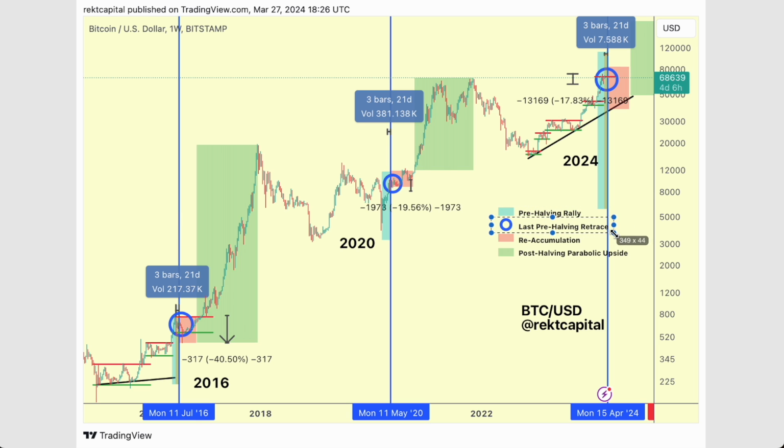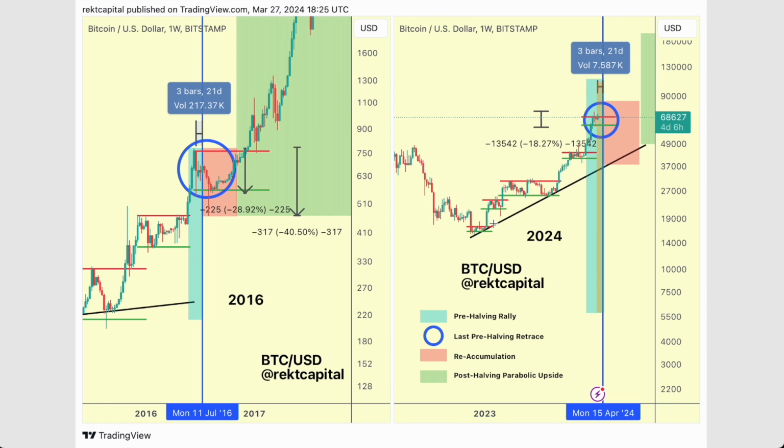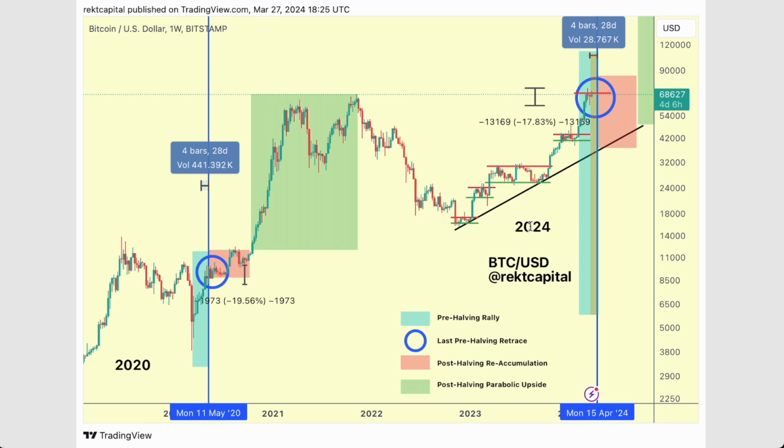But because we've seen a recent retrace of 18%, that means that the pre-halving rally has slowly transitioned into that last pre-halving retrace. And historically, we tend to see, we can actually move into the 2016 chart here. Historically, we tend to see a minus 29% pre-halving retrace going up to 40% in 2016 if you take into account this downside wick. And we'll talk about the 2016-24 cycles in a bit more detail later. But in 2020, 19% pre-halving retrace, and in this cycle, 18%.